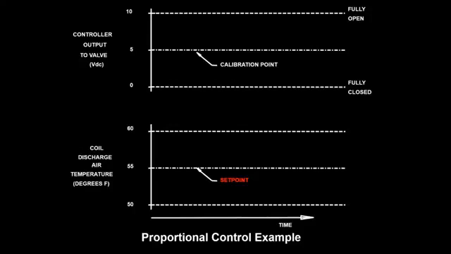So if we have this time series chart where we can look at the controller output on the top, so the 0 to 10 volt that could be going to the valve, and let's say this had a calibration point or a starting point of 5 volts. So that's its error-free mode that it starts in. And let's say on the bottom we're looking at the coil discharge air temperature in degrees Fahrenheit. So that 55 degrees is the set point that we want to be at, and we've just introduced an error. So let's see what that looks like.